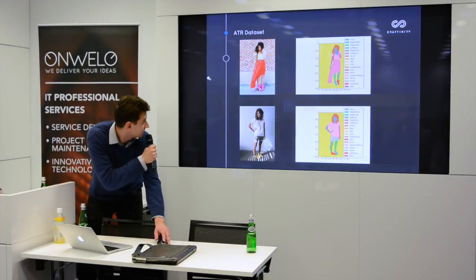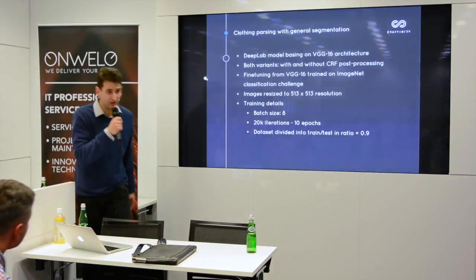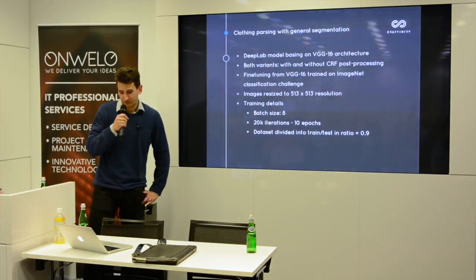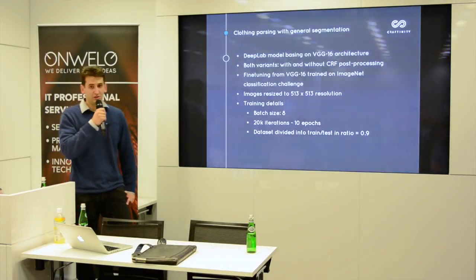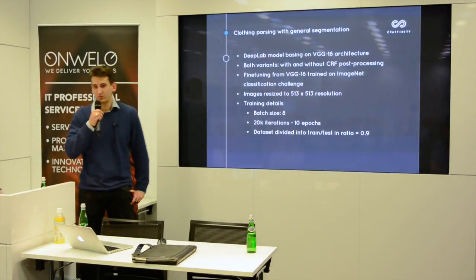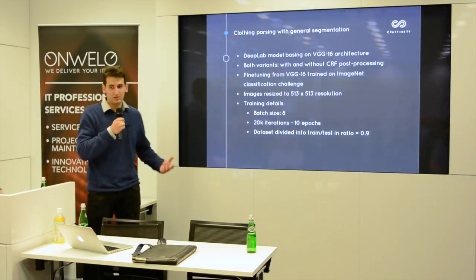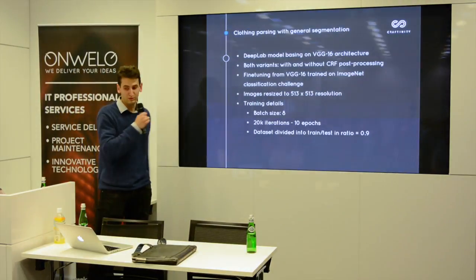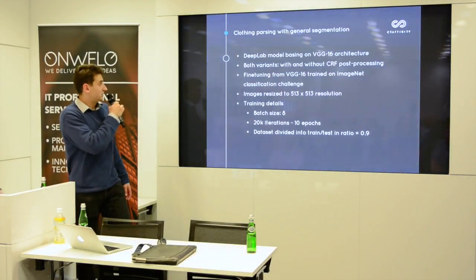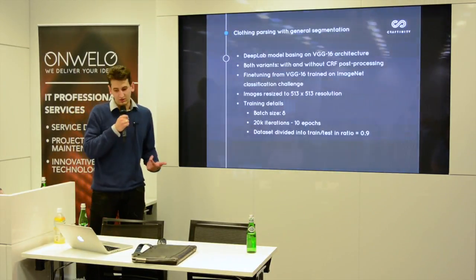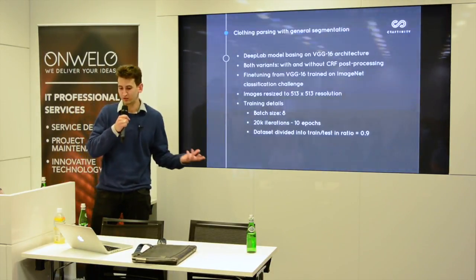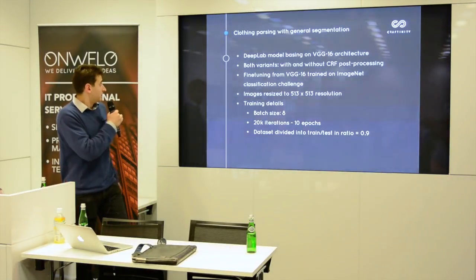The next few examples. Okay, so we attempted to solve this task with two different methods. The first one is straightforward. It's just to perform a general segmentation. It's just to take a deep learning model like Deeplab or FCN mentioned by Matthew, and just do the segmentation and grab those masks for categories which we are interested in.